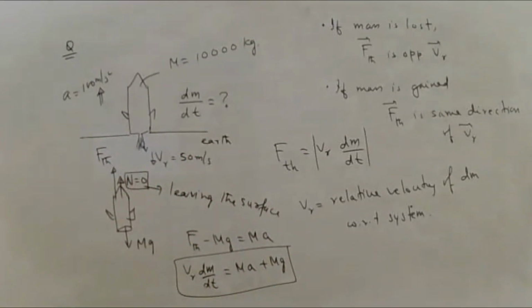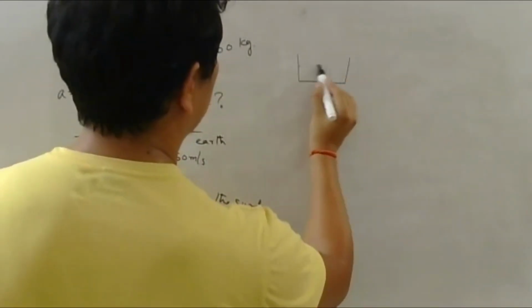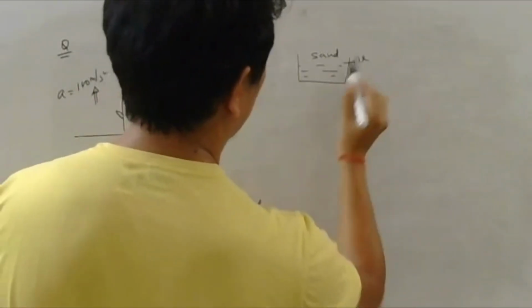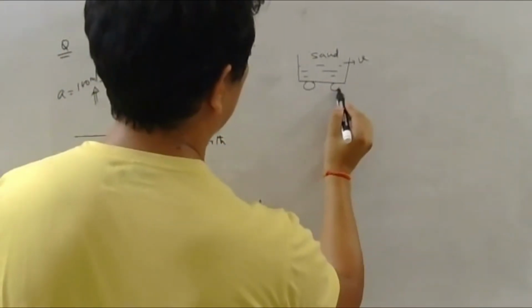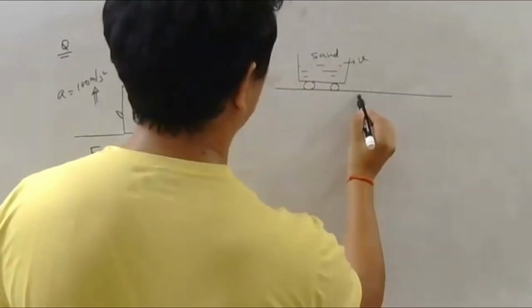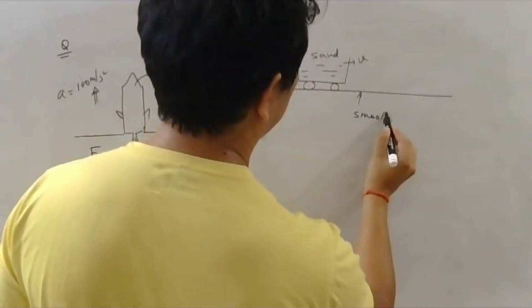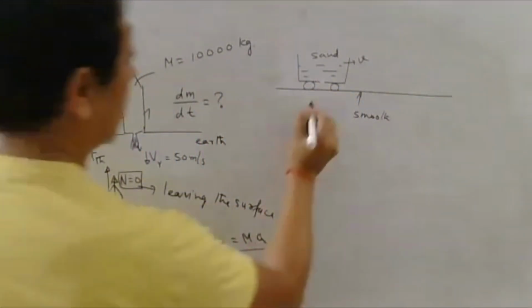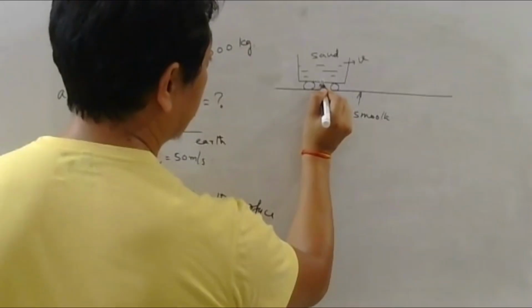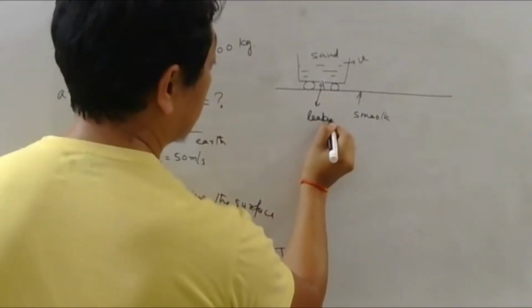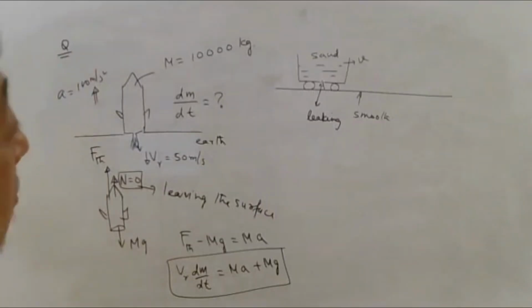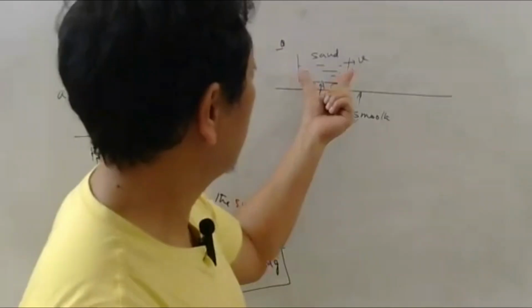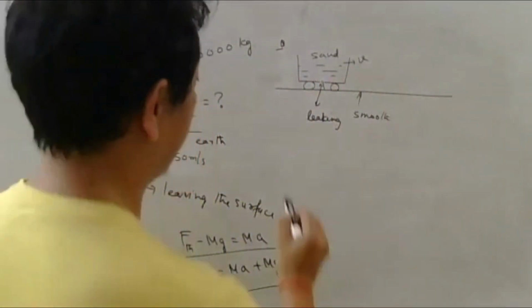Okay, try yourself. There is a cart here with sand, sand and cart, moving with velocity v. Surface like this, smooth surface, okay, no friction. And a small hole is made here, and the sand starts leaking out. So they will ask one very interesting question. As the sand comes out, what will happen to the speed of the cart?